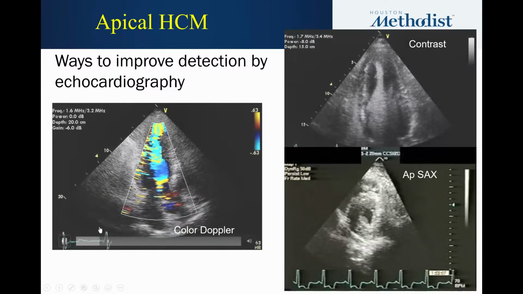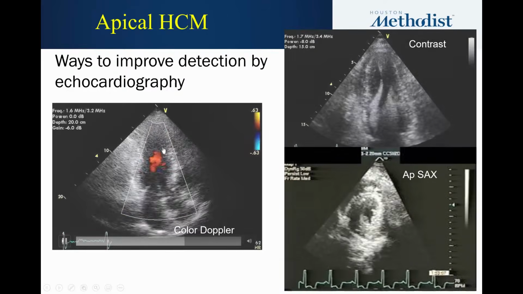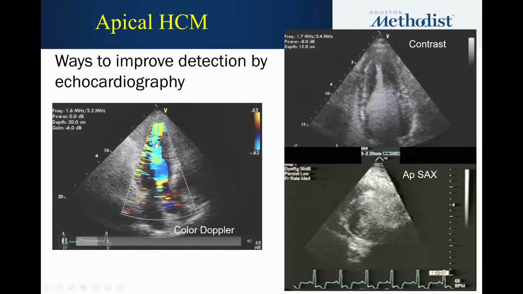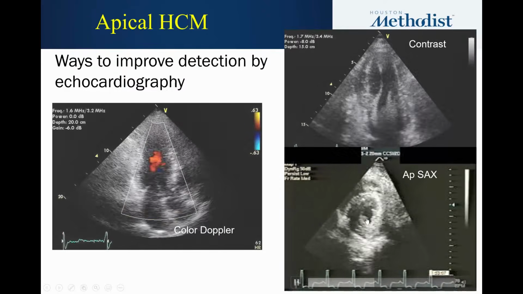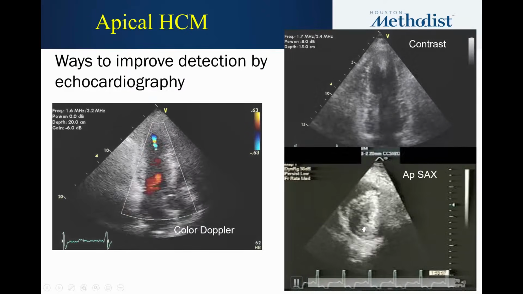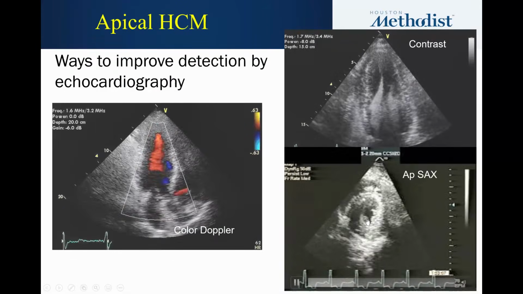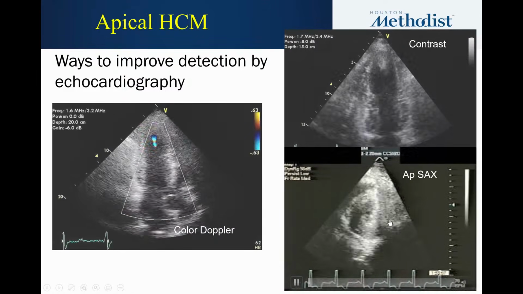However, a couple of maneuvers that you should think of doing. One is color, because color itself can help you see that obstruction and that trapping of blood in the apex. Another one, very simple, is just a short axis view at the apex. You can beautifully see here how there is just basically almost no cavity, particularly in systole, and a lot of muscle here, and of course contrast.